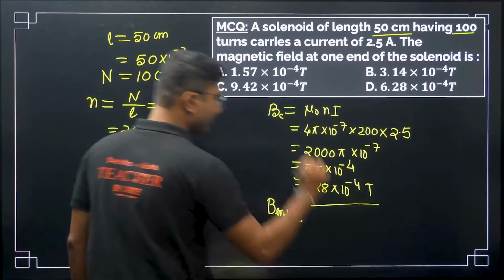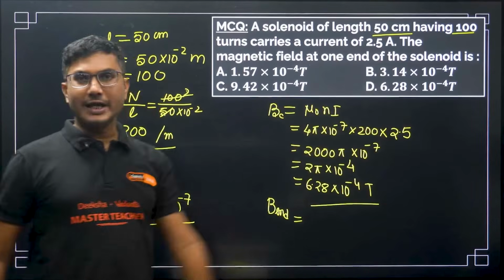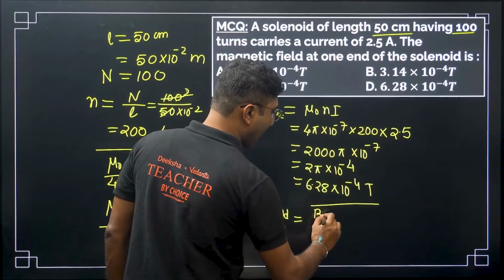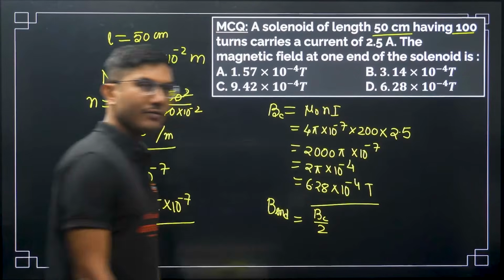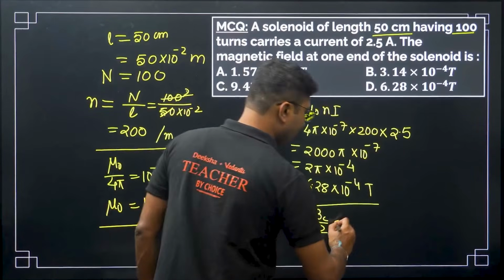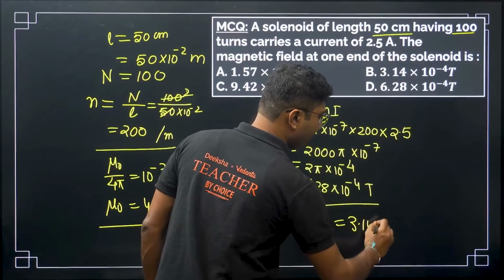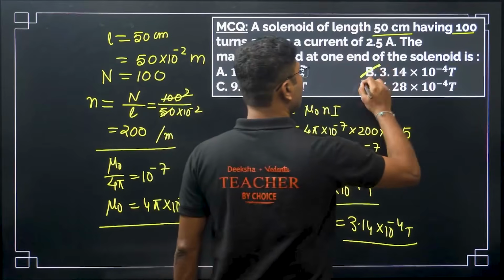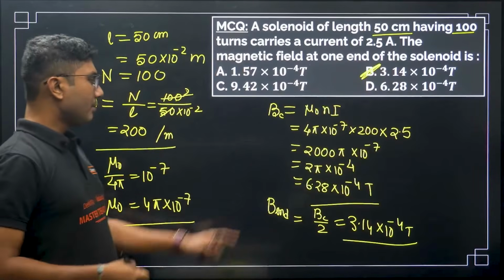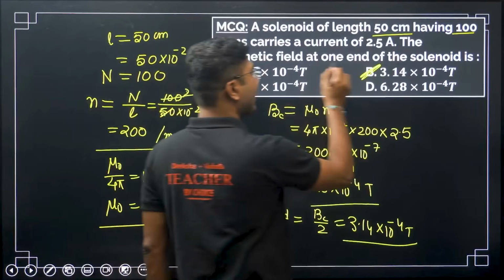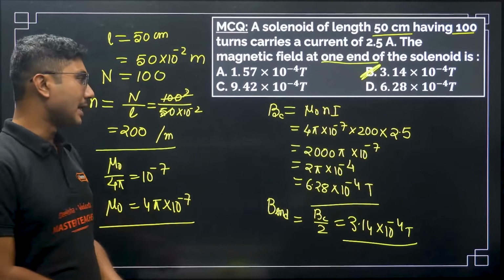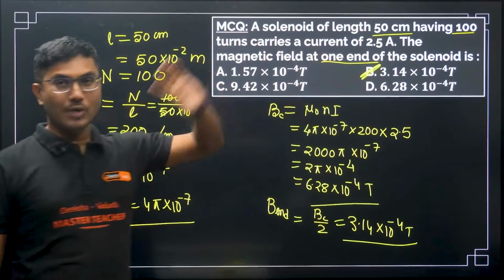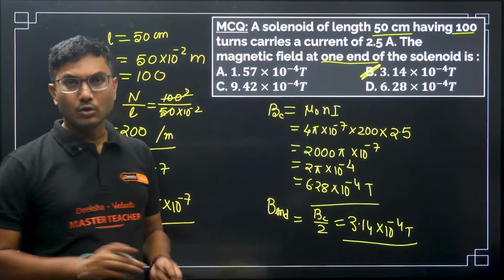don't make this mistake. Don't mark option D as correct. Magnetic field at any one of the ends will be half of the center value. So it will be 3.14 into 10 to the power of minus 4 Tesla. So the correct answer is option B. At the end, they ask you for one end, not at the center. If they ask you about the center, then this would have been the correct answer, but because they have asked at one end, that means it will be B center by 2.